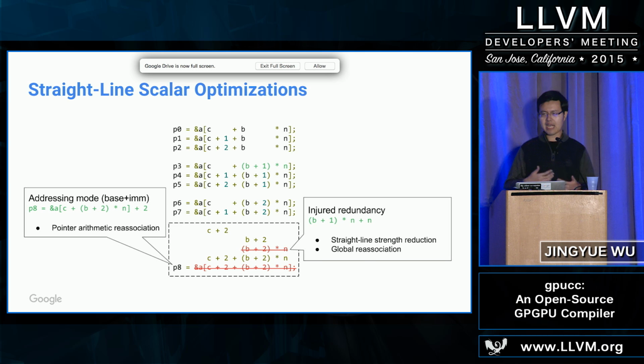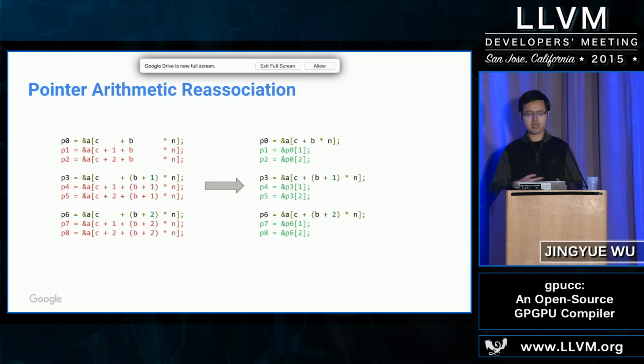So to leverage these missed opportunities, we developed 3 new optimizations. The first one is pointer arithmetic reassociation that targets the addressing mode issue. And the other 2 are straight line strength reduction and global reassociation targeting the injured redundancy issue. So next I'm going to apply these 3 optimizations on the running example to show you how they work.